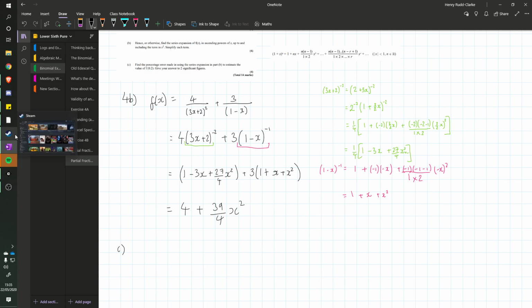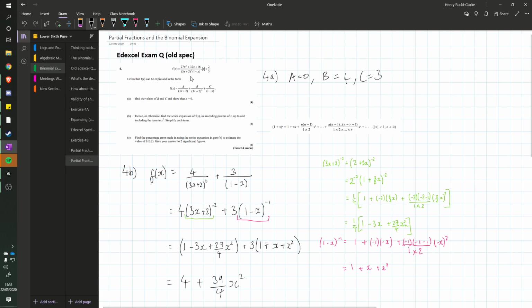Last question. I don't think we've quite seen one like this yet. Find the percentage error made in using this series expansion. So here, with this series expansion that we got, we want to find the percentage error for calculating the value f of 0.2. Essentially what we're doing is, because we've made a function which estimates the original function, because look at this original function, we might want to do something with that, like integrate or differentiate it or something, okay?